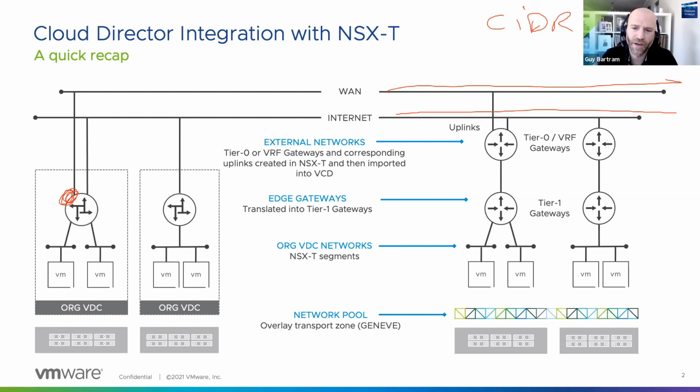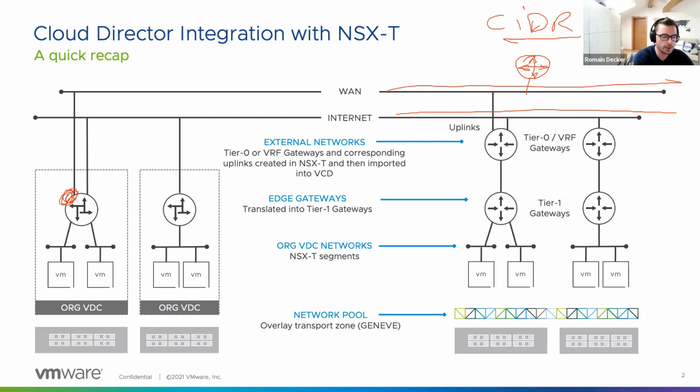So essentially you're having a default route on a T1, which says that anything that isn't these internal org VDC networks is going to go up to a T0. And then on T0, you're capturing all of the routing, whether it's in a VRF or however it's connected.